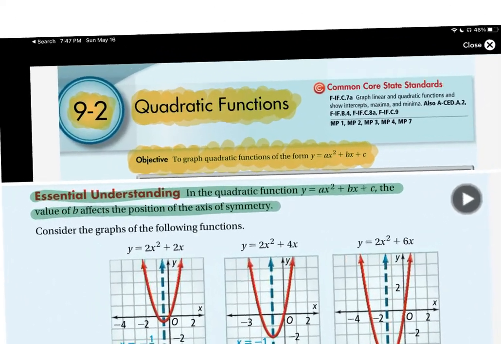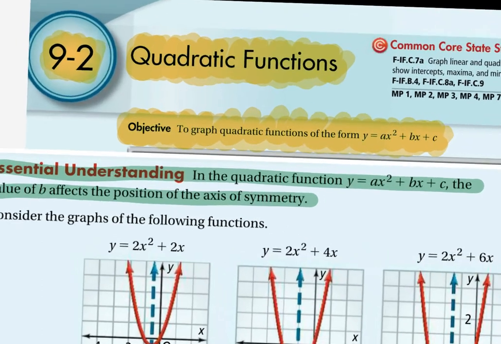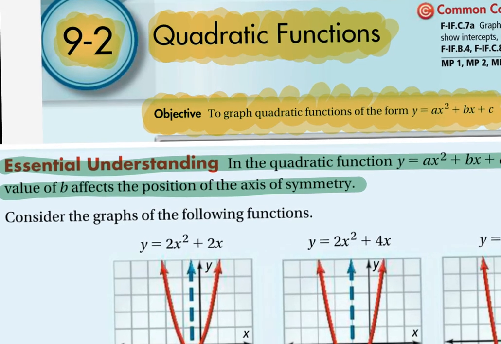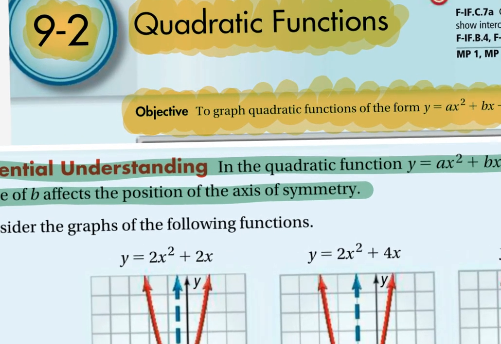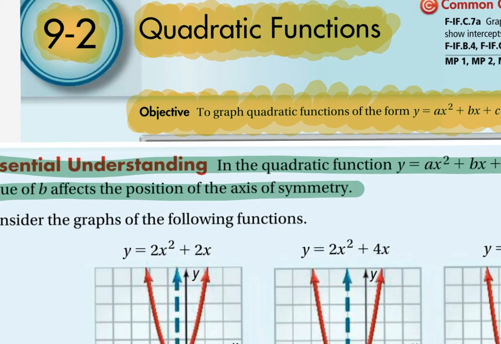Okay, this is 9.2, quadratic functions. Copy down the objective, which is to graph functions of the form y equals ax squared plus bx plus c, and then the essential understanding. In the quadratic function, y equals ax squared plus bx plus c, the value of b affects the position of the axis of symmetry.